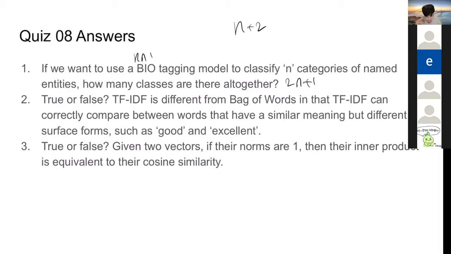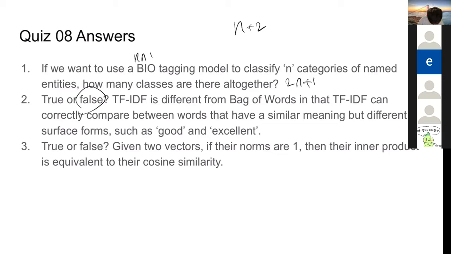True or false? TF-IDF is different from bag of words in that TF-IDF can correctly compare between words that have a similar meaning but different surface forms, such as good and excellent. And I just said that TF-IDF has the same limitation when it comes to comparing between different words. They simply can't compare them. So this is false.